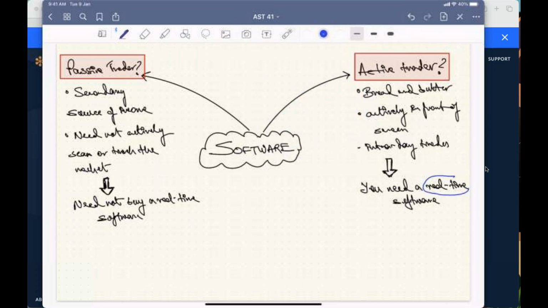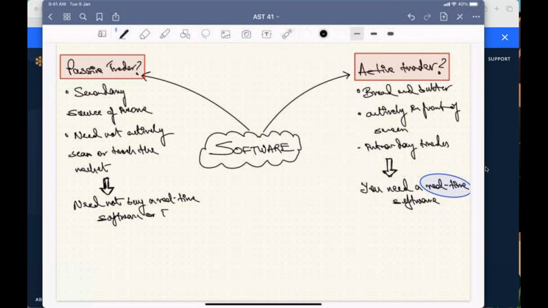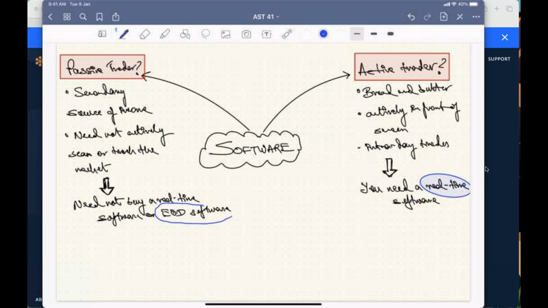Real-time software, and in this case, not real-time is known as EOD software. So you can go for an EOD software. EOD software is end of day software. Real-time software gives you the data in real time. When the market's active and moving, you get real-time rates and prices. EOD software does not give you real-time data. It gives you end of the day data.